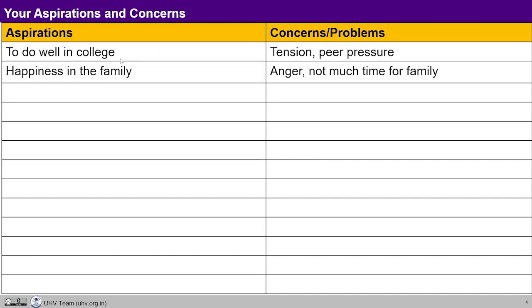So, like this could be aspirations to do well in college, to ensure happiness in the family. The concerns might be like tension, peer pressure, or certain things that we are not able to overcome, anger, not much time for family, or the family does not have time for me, either way.